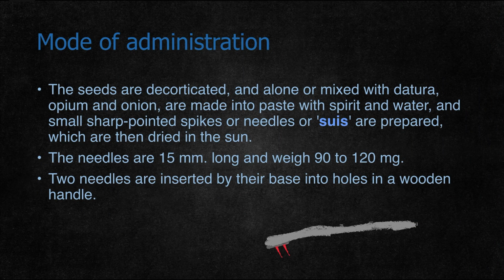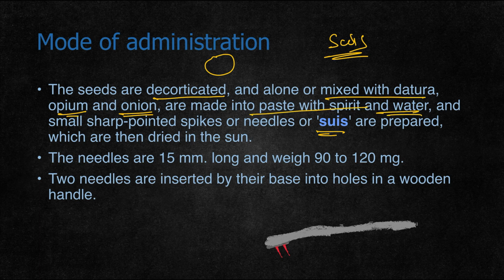Coming to mode of administration, the typical Abrus precatorius seeds are modified into a form called suis. Suis are made from Abrus seeds. The seeds are decorticated, the outer skin covering is removed, and they are used alone or mixed with datura, another poisonous plant, opium and onion. These are made into a paste with spirit and water, and small sharp spiked needles are made. These are called suis, and they are used for harmful purposes.